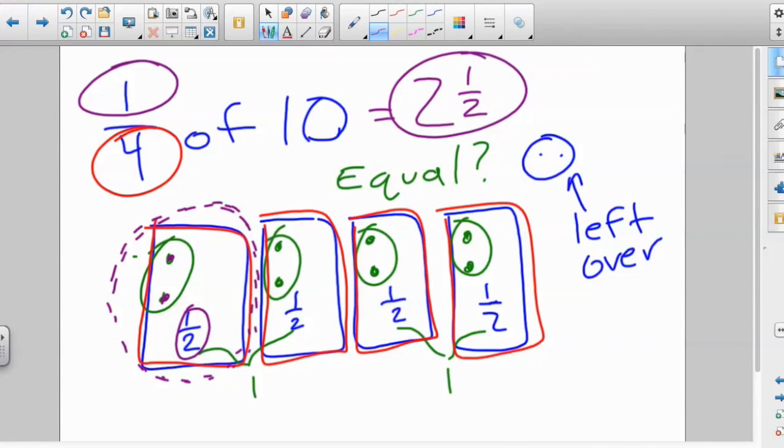Again, there are many other strategies that we can use, but we're going to begin with this visual strategy of dividing our whole number into equal groups first before we learn the shortcut. I hope this has helped.